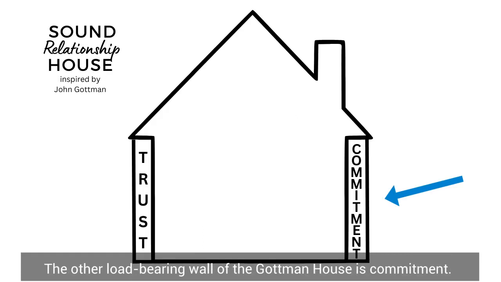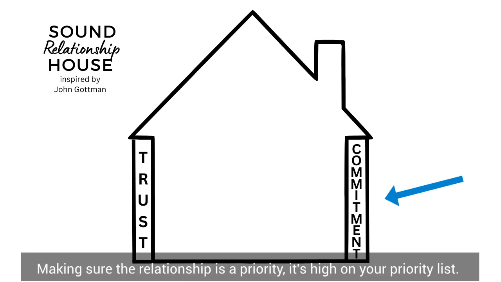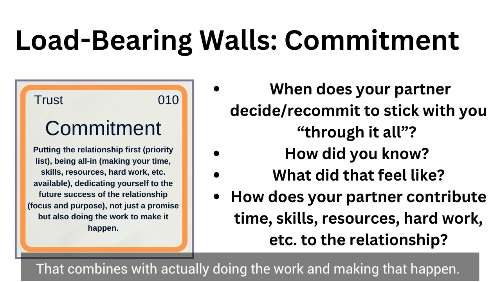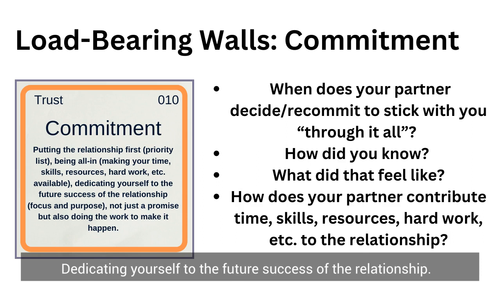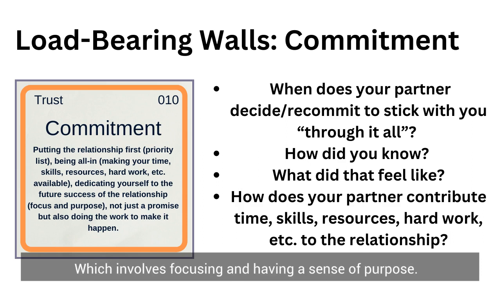The other load-bearing wall of the Gottman house is commitment, and this is making sure that the relationship is a priority. It's high on your priority list, but that combines with actually doing the work and making that happen. So making your time and your skills, your resources, your hard work available to benefit the relationship, dedicating yourself to the future success of the relationship, which involves focusing and having a sense of purpose.